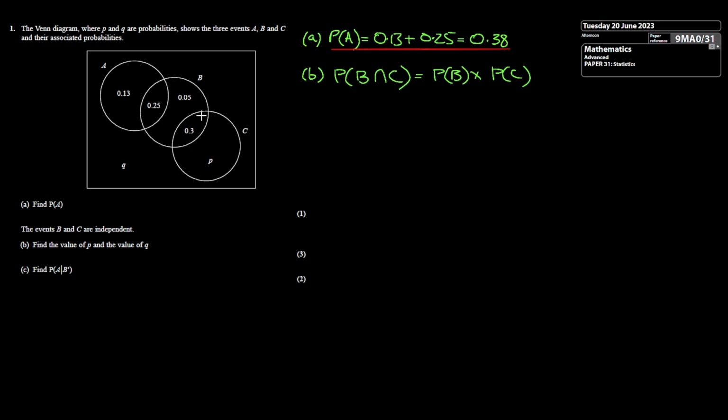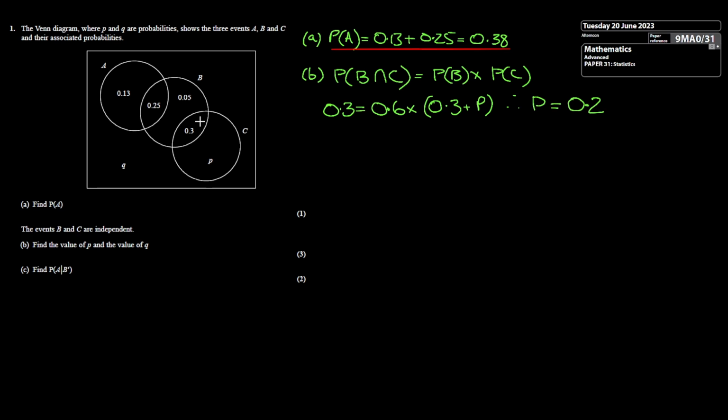What this means is the overlap area, which is 0.3, will be equal to the probability of B multiplied by the probability of C. So the probability of B and C happening, which is 0.3, must be equal to the probability of B, which means we add this lot up. This is 0.6, multiplied by the probability of C, which is 0.3 plus P. And if you solve for P, you get that P is equal to 0.2.